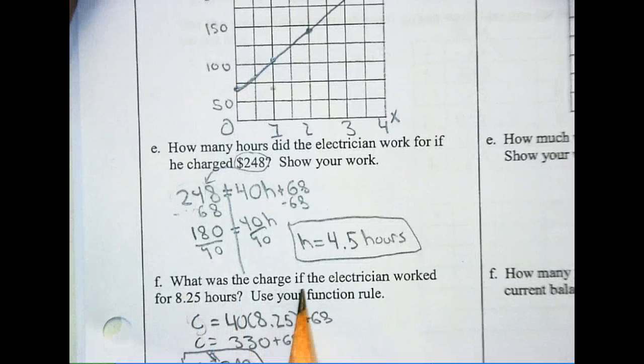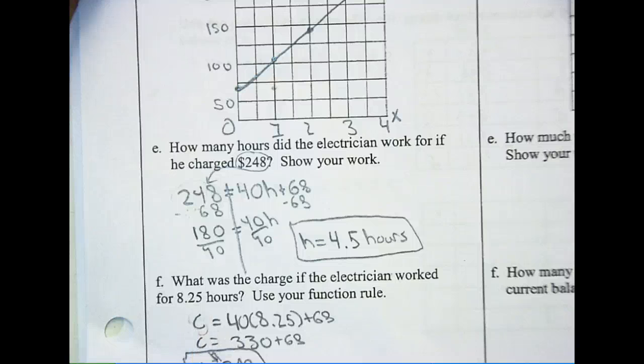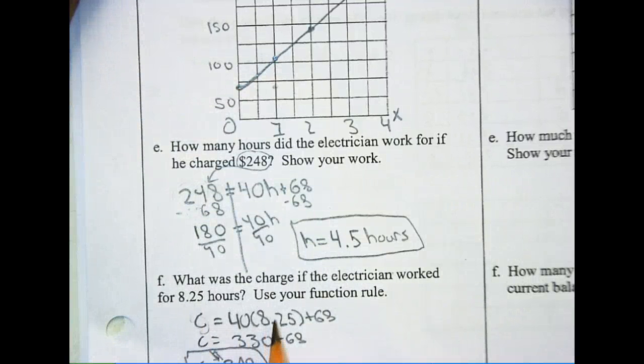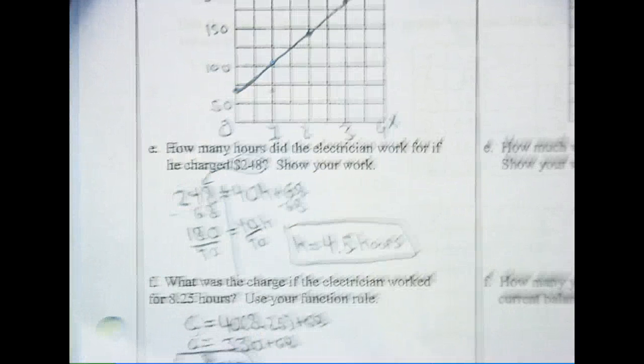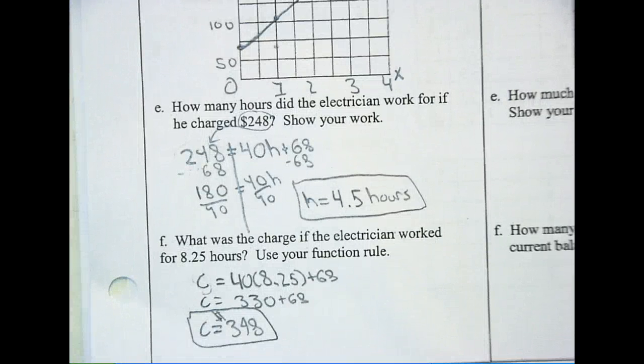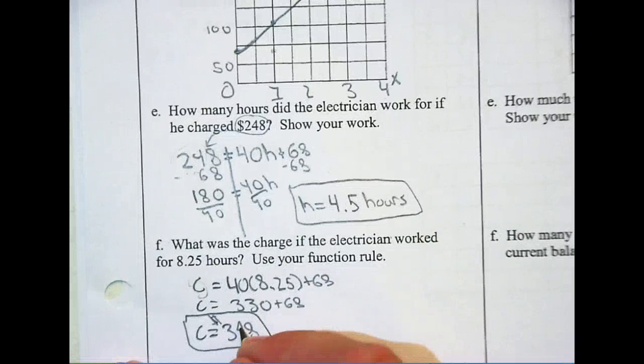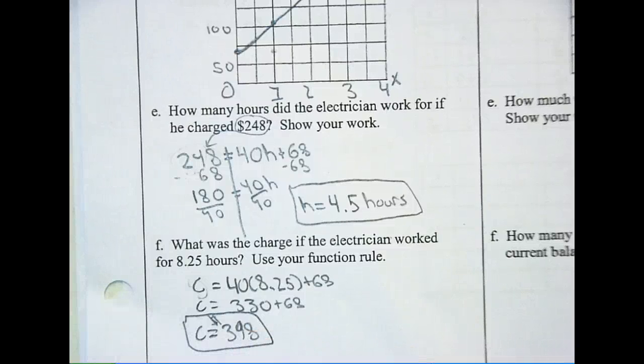Versus letter F, what is the charge if the electrician worked 8.25 hours? This time we plug that in for H. And we solve it out for 348. Anyone else do those two? No one can second that? Brendan? It's actually 398. Yeah, I was going to second it there. 398, okay. Sorry, thank you, 398. That's what you had. Good job. Hey, any questions?